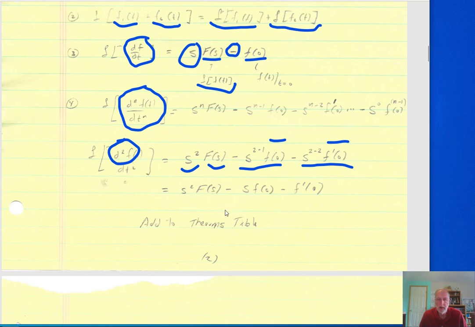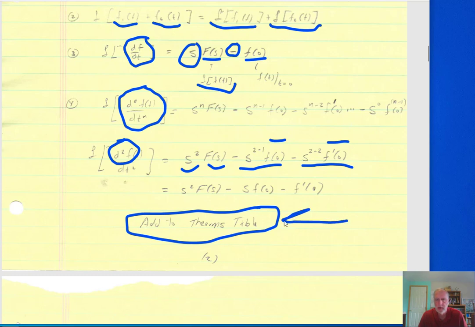On Blackboard, I'm going to upload a handout on Laplace transforms that includes a table of these theorems, and it also includes a table of Laplace transforms. So really, once you've derived a Laplace transform, you don't really do the derivation again, you just look it up in the table, if you remember from your differential equations class.